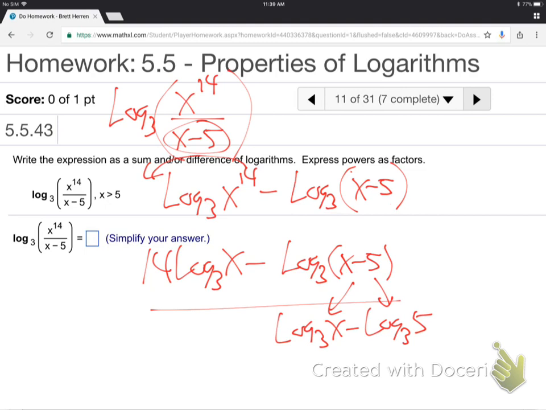Subtraction? Division. Yeah, property 2 says subtraction is division. It says subtraction for 2 logs is division for 1 log. This is not subtraction for 2 logs. This is subtraction within 1 log. That's a different animal. So it's not property 2.